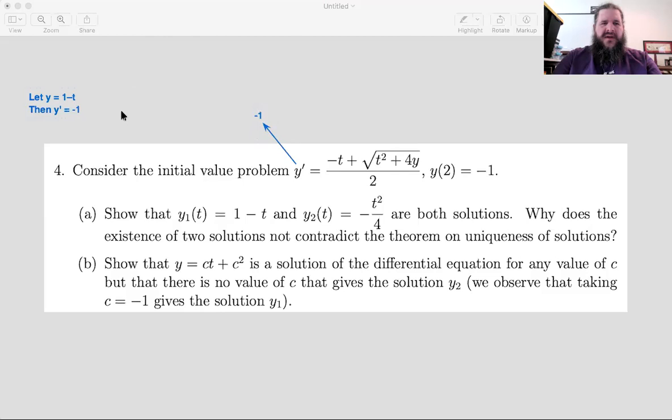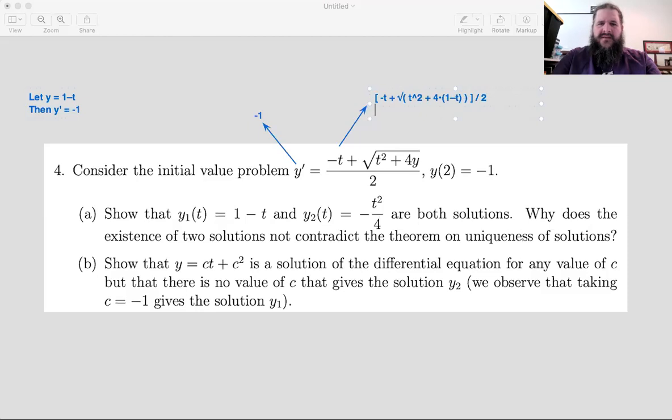And then if we take a look at the other side of the equation, if we just copy this down exactly as is, negative t plus square root of t squared plus 4 times, and now we'll want to replace y with 1 minus t, all over 2. So this whole thing over 2. And if we can simplify that and show that it just equals -1, then we're done. That shows that really is a solution.